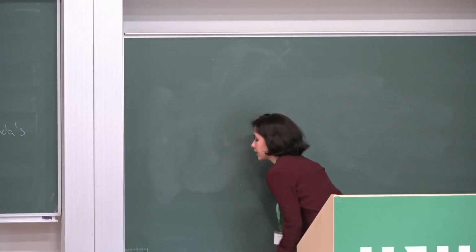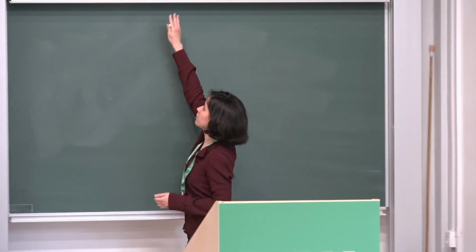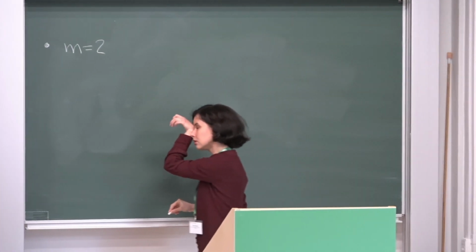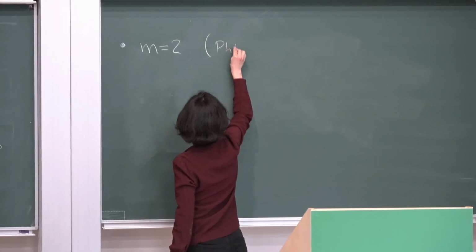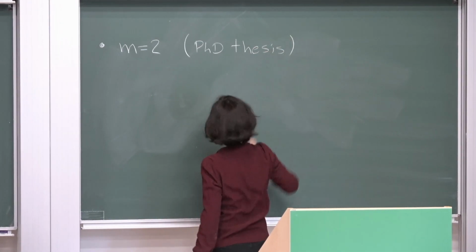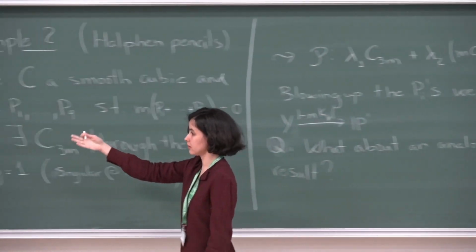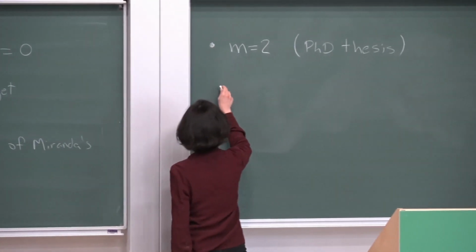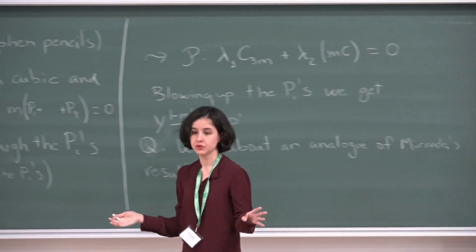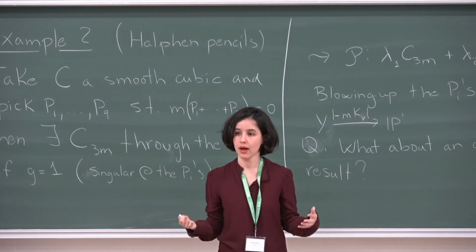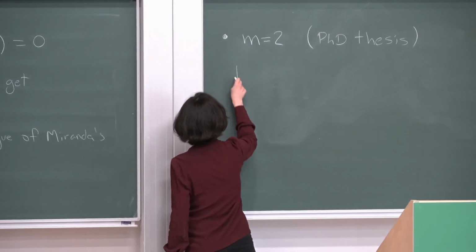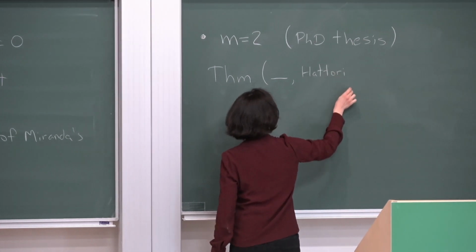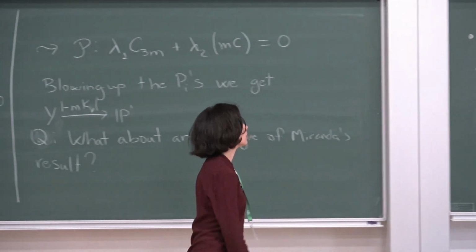So this problem is something that I started considering during my PhD. The case m equals 2 is the case that I considered, and I obtained some explicit statement similar to this, a bit more complicated. And then in this joint work with Masafumi, we treated the case of all possible m's. So let me state this as a theorem. We proved the following.